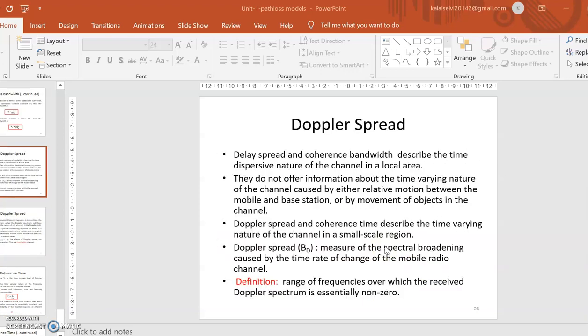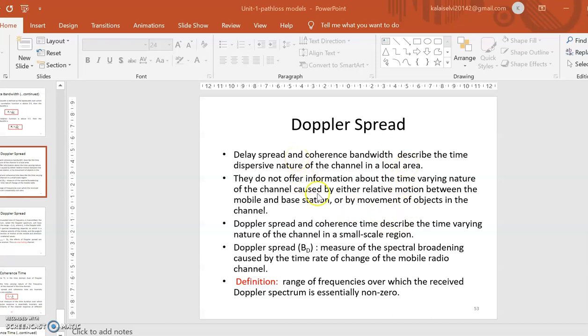Next, Doppler spread. This Doppler spread or Doppler spectrum is felt when the observer is moving towards the source or when he is moving away from the source. There will be a change in the frequency of the signal that he is receiving. That is called Doppler spread.